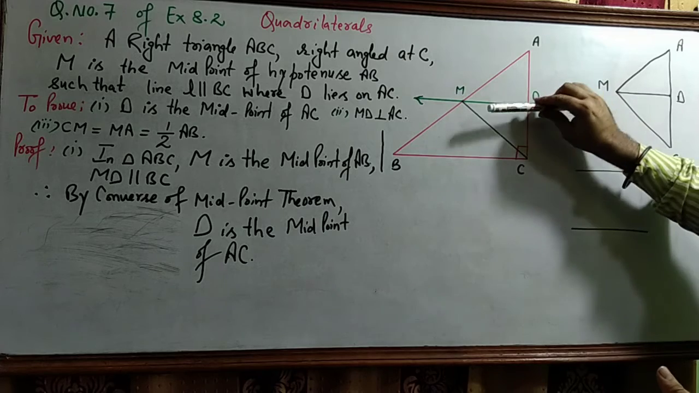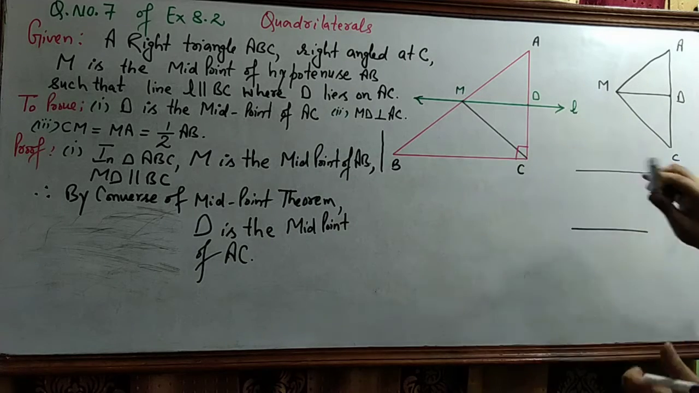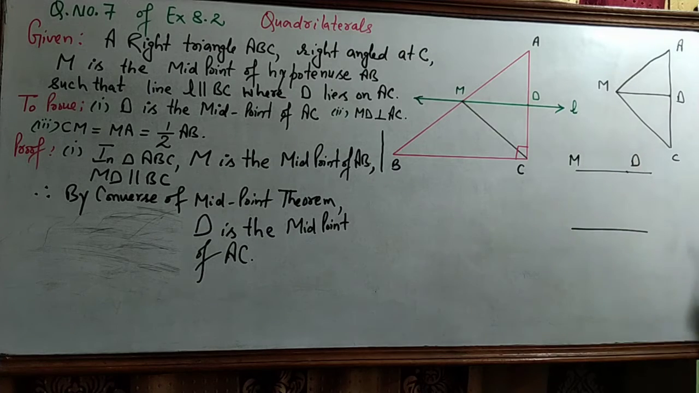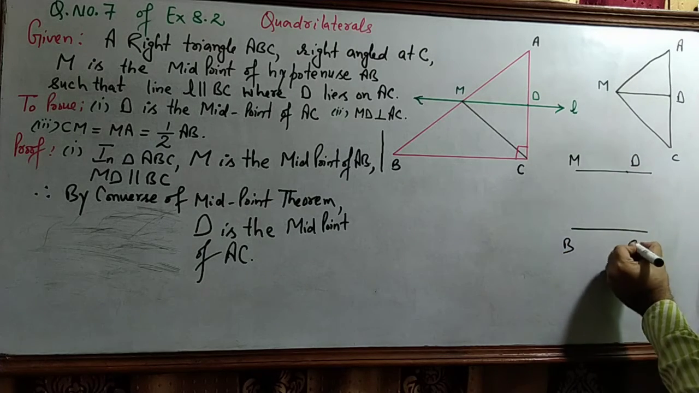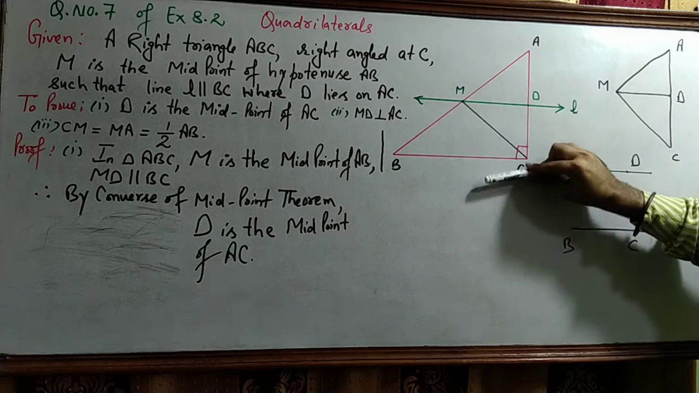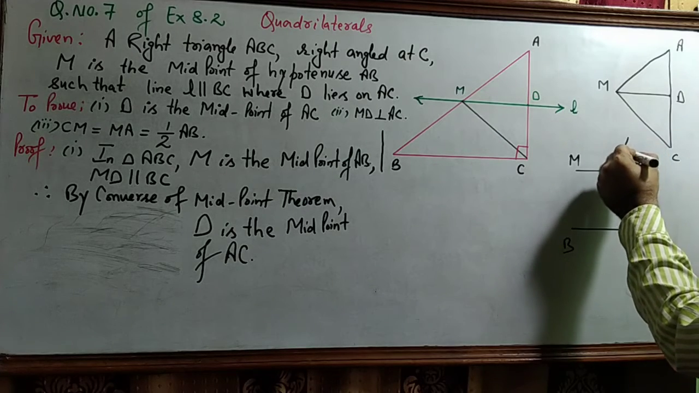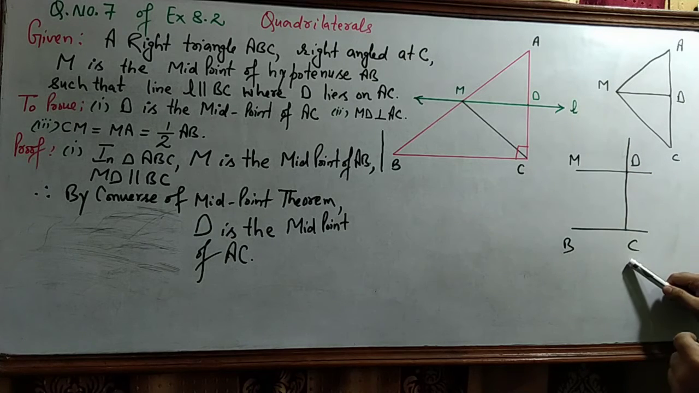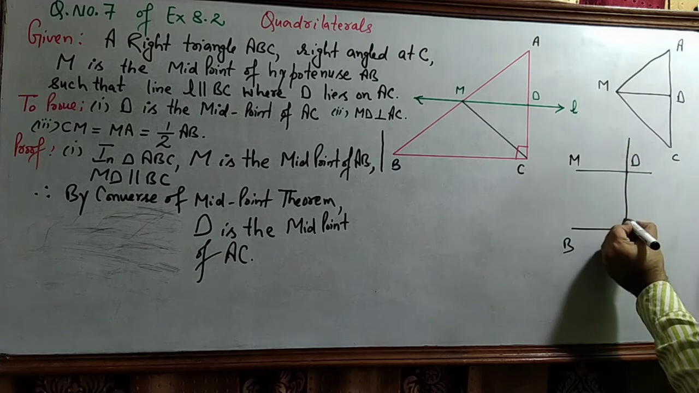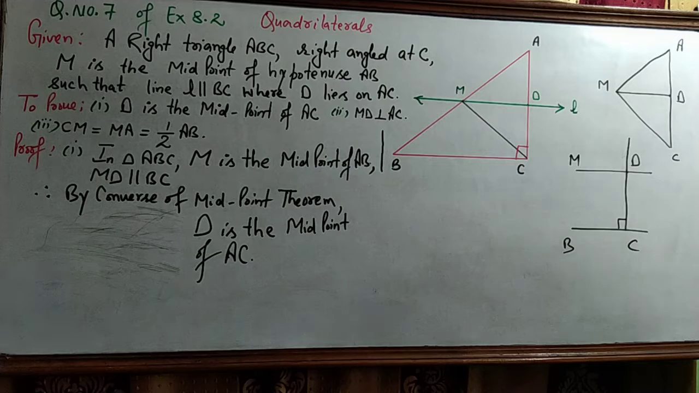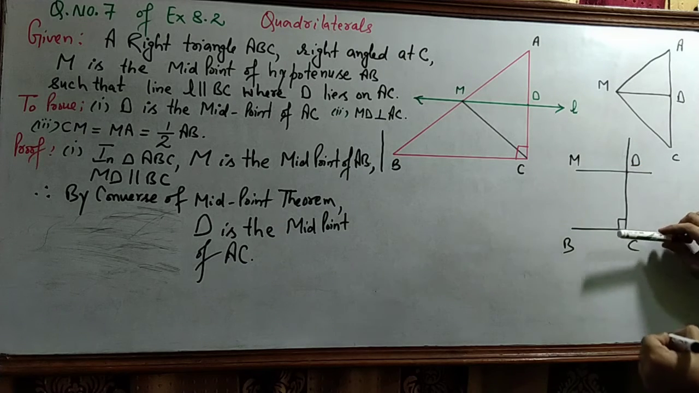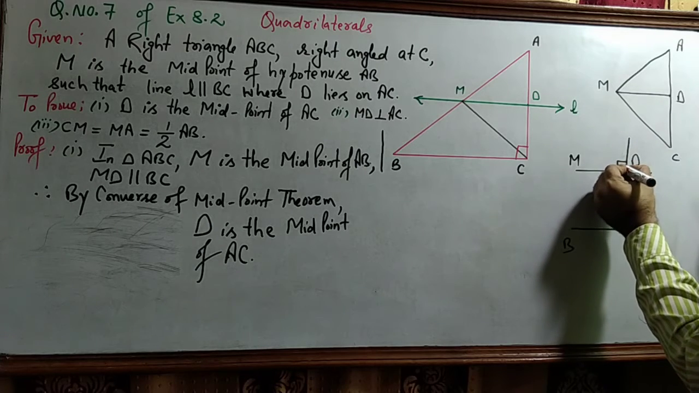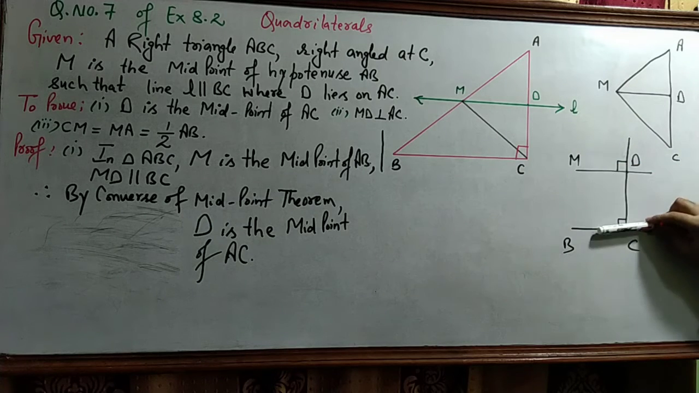We know these two lines are parallel. इसको मैं नाम दे रहा हूँ M, then D. This one is BC. If these two lines are parallel and this one is a transversal, this one is C point. We know angle C is equal to 90 degree. अगर angle C 90 है C BC के ऊपर, so MD के ऊपर कौन सा एंगल होगा? This one. These two are corresponding angles.